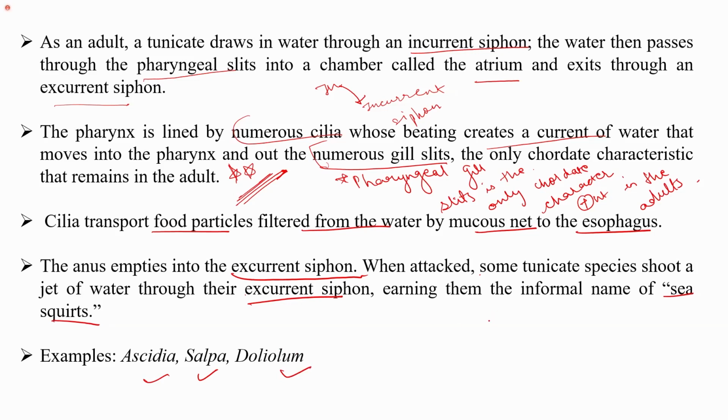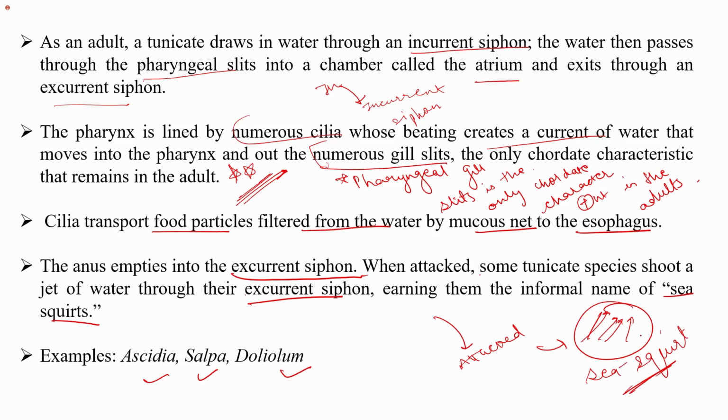So what happens is that sometimes when they feel attacked, these tunicate species shoot out a jet of water through the excurrent siphon. Therefore, they are also known as sea squirts. Right? So this is the structure of the adult.